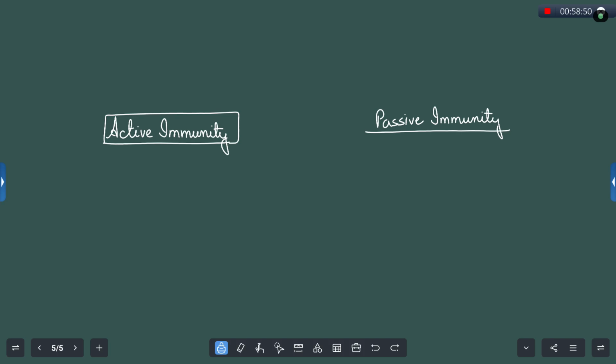Naturally, body immunity generates active immunity. This will take time, which will be very slow, but it will be long lasting. So the active immunity generating in my body will last a lifetime.